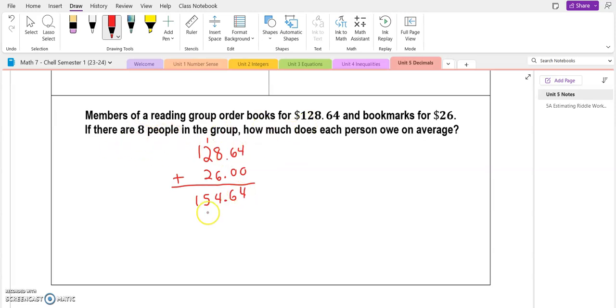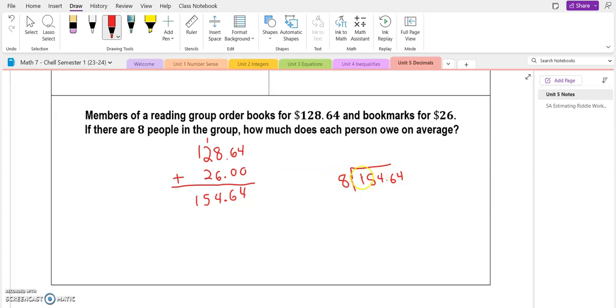Well, that means we are splitting our total here between 8 different people. And so if you guys ever have a word problem where you're splitting something between people, that is going to be division. And so we are going to divide our 154.64. We're dividing that by 8.